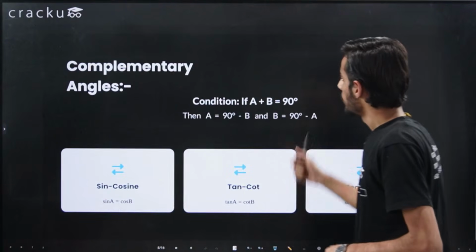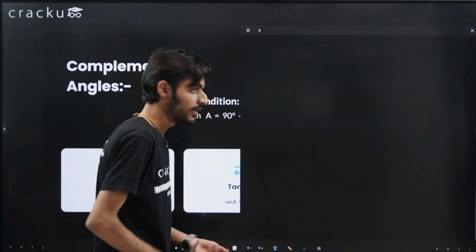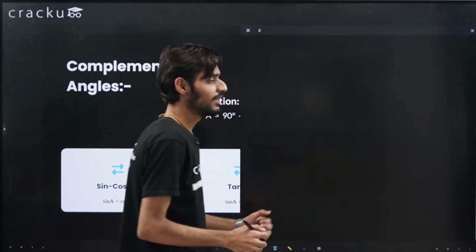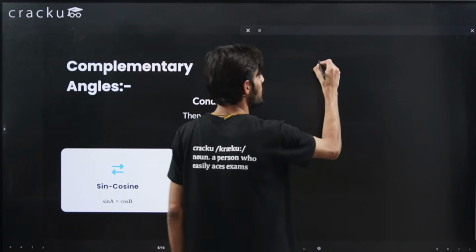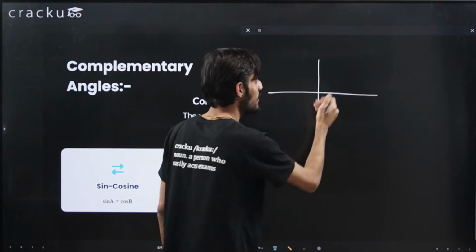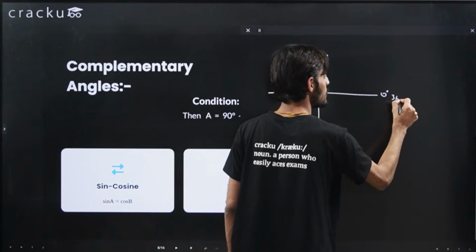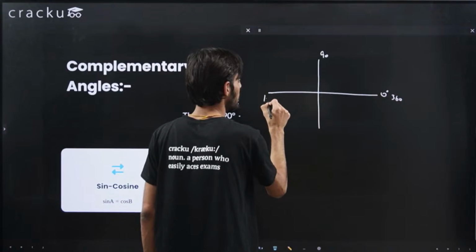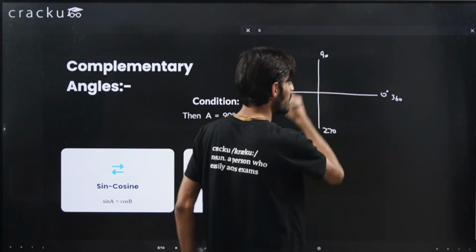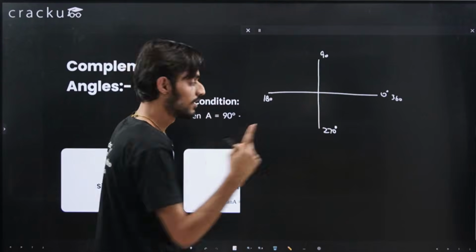Before we look at this condition, there is one important thing that I need to explain to you. Like we started with the XY plane, if this is the XY plane, and this is of course the vertical line, that is 90 degree, this is 0 degree as well as 360 degree, this is 180 degree, this is 270 degree. So when we will be shifting from 90 degree or 270 degree, the identity will change.